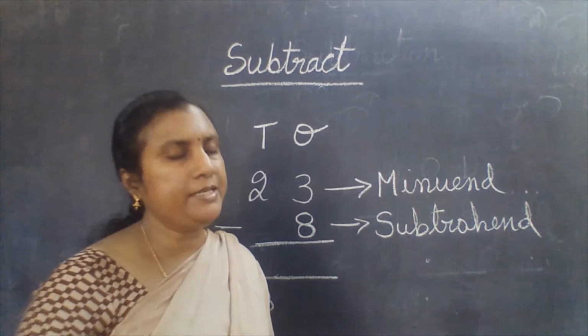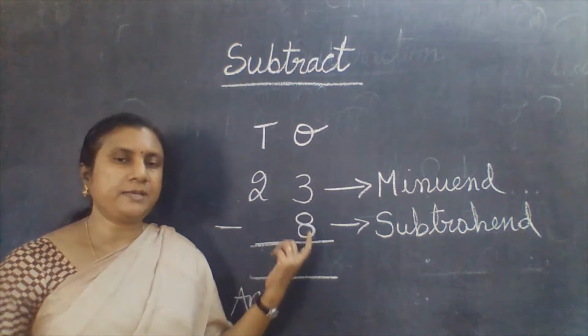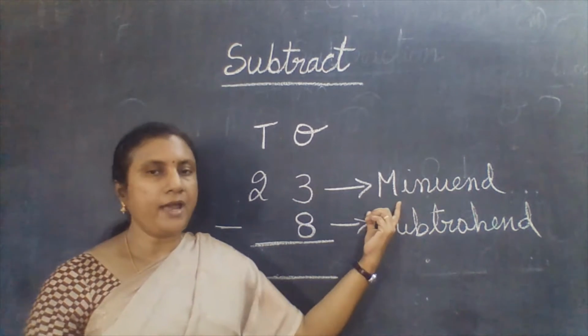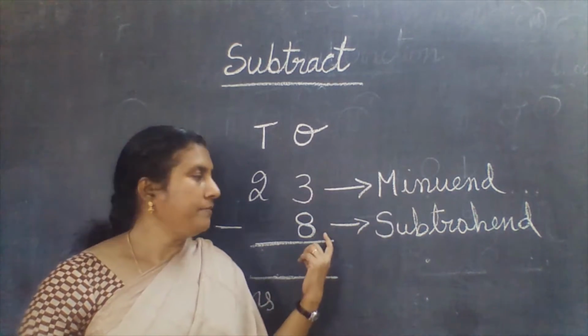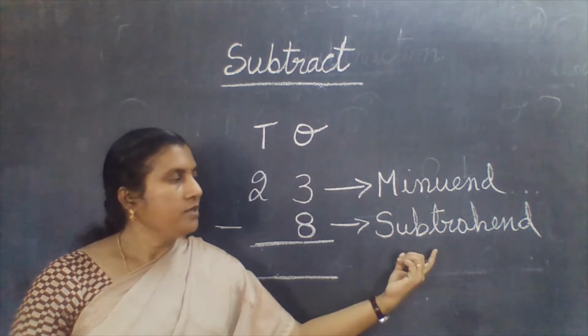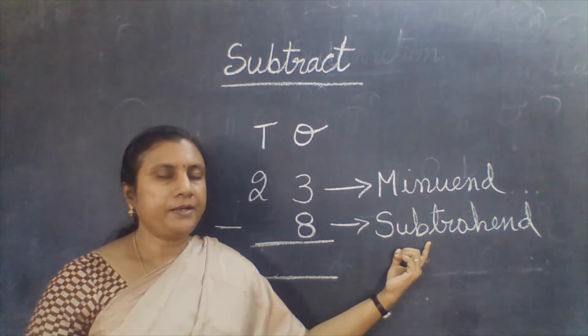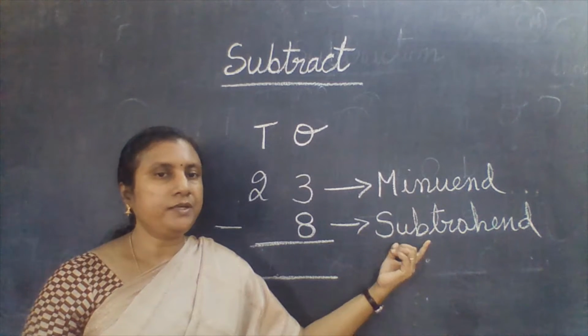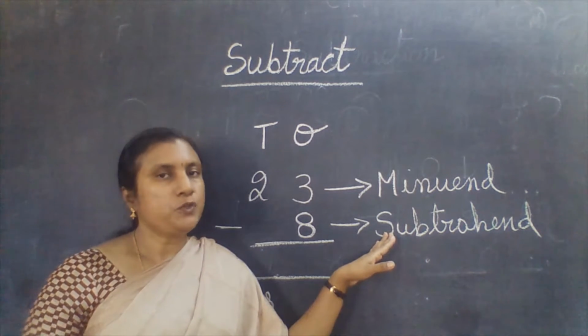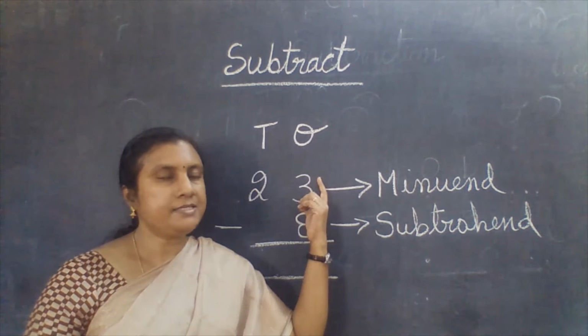As I told you, in subtraction, the number from which we separate another number is called the minuend, and the number which we separate from the minuend is called the subtrahend. And also I told you that the subtrahend always should be lesser than the minuend, isn't it?